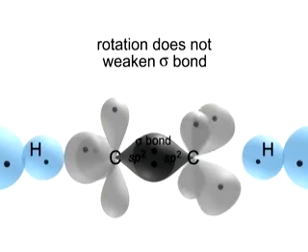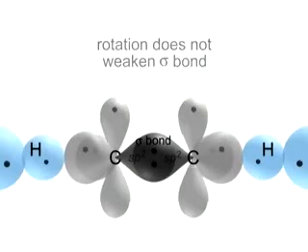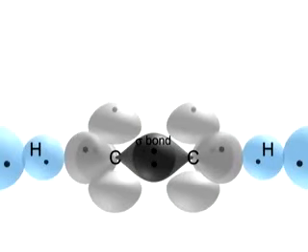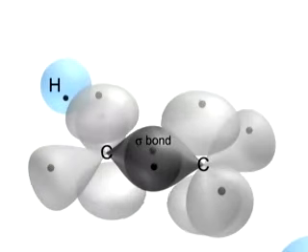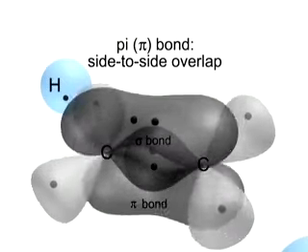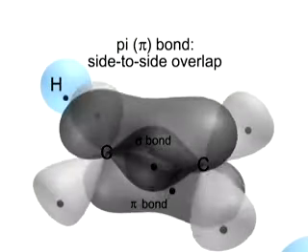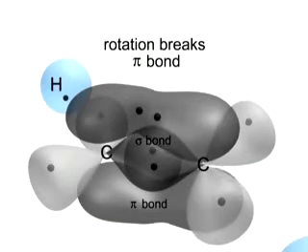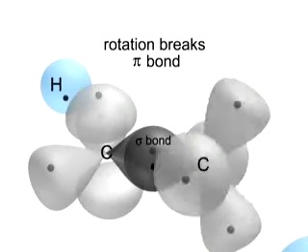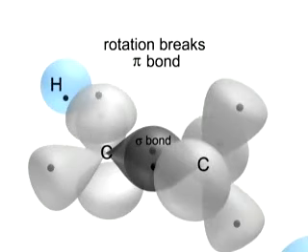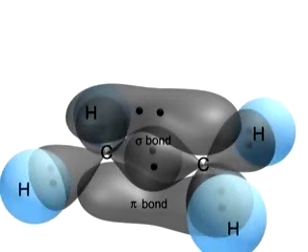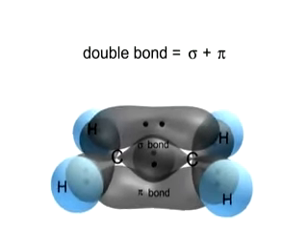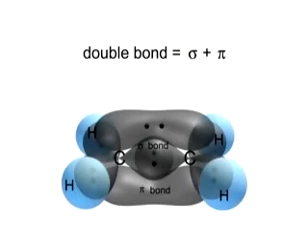Now, focus on the two parallel 2p orbitals. By substituting accurate representations of 2p orbitals, you see that they can easily overlap side to side. This results in a pi bond, one that is not symmetrical along the line between the nuclei. Most importantly, it is weakened, and in fact breaks, by rotation of one atom with respect to the other. Thus, a double bond consists of one sigma and one pi bond. In the ethylene molecule, four H atoms overlap the four other carbon sp2 orbitals.